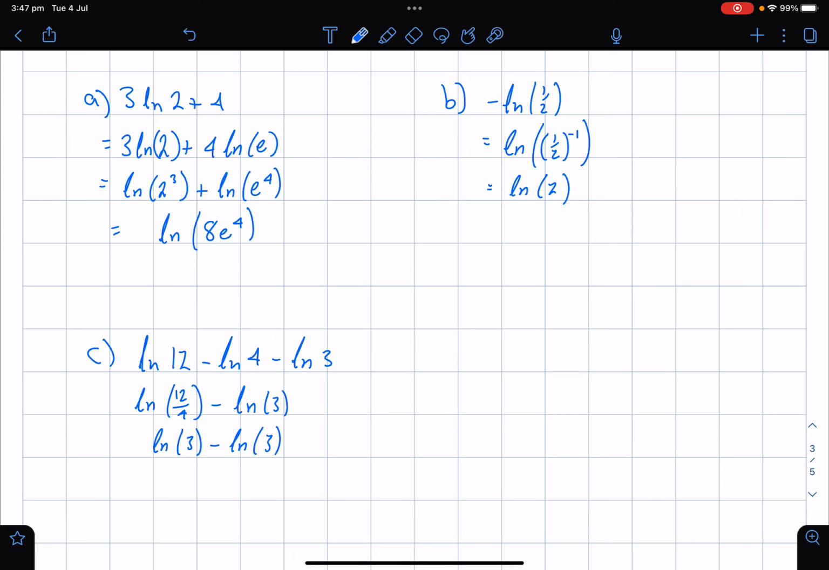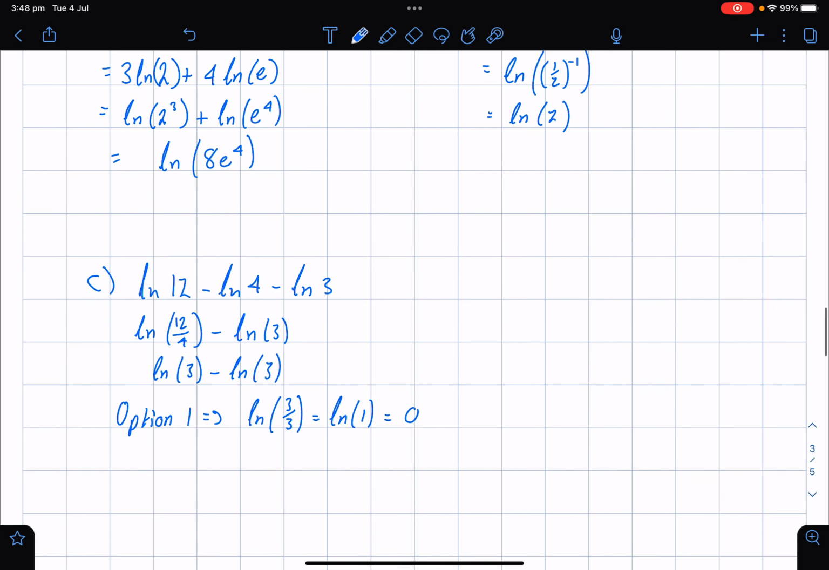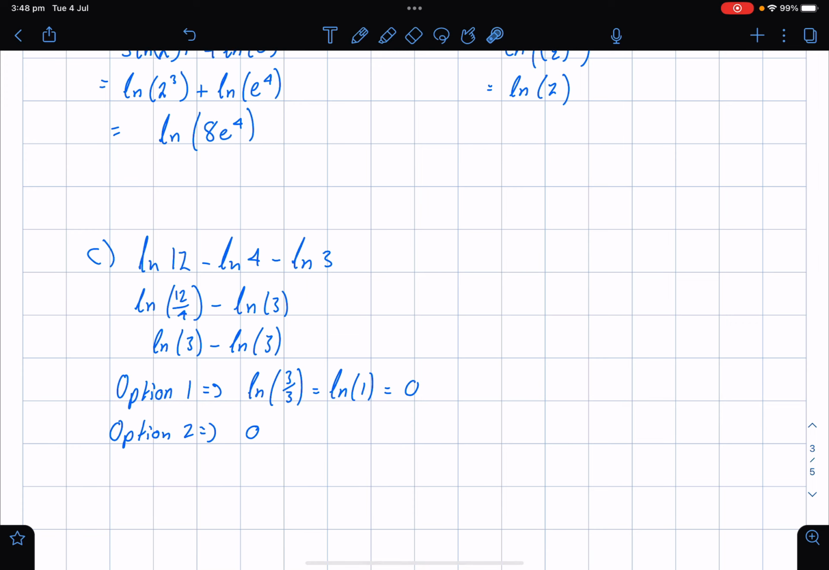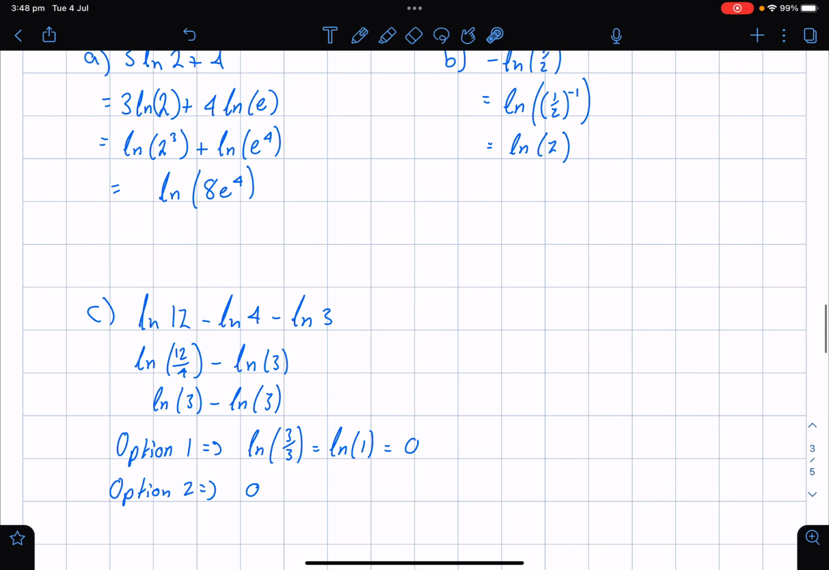Now, we can go 2 ways here. We can do option 1, which would be the natural log of 3 over 3, which equals the natural log of 1, which equals 0. Or option 2, a much simpler way: the natural log of 3 minus the natural log of 3 is just 0. We take something away from itself, it's 0, okay? But it shows our 2 laws, or 2 of our laws, working together, all right?